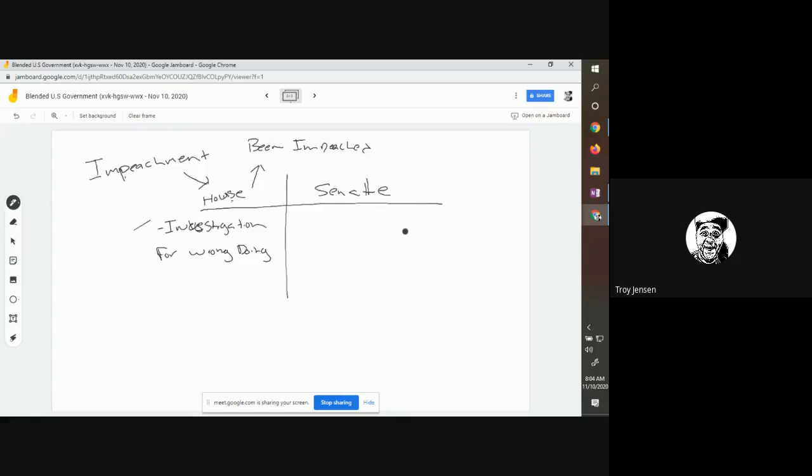Okay. In the Senate, they actually conduct the trial for impeachment. When they're conducting the trial, the Vice President of the United States is no longer the President of the Senate. The President of the Senate during an impeachment process will be the Chief Supreme Court Justice.